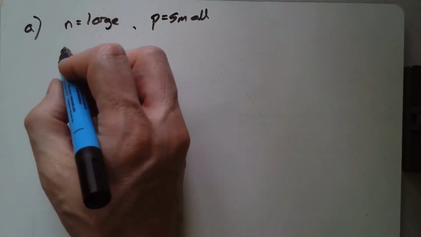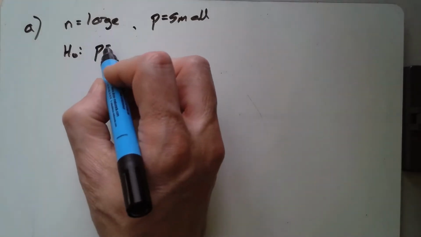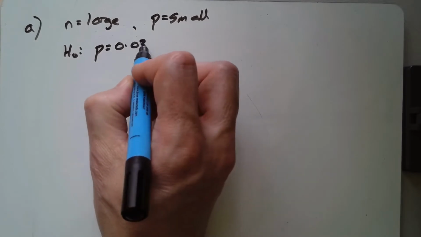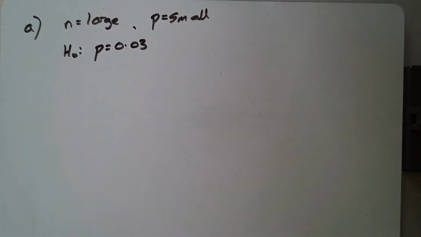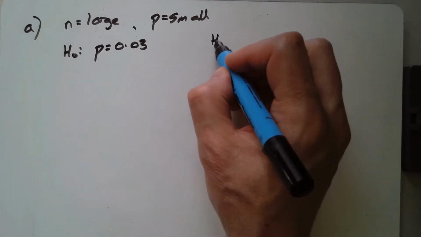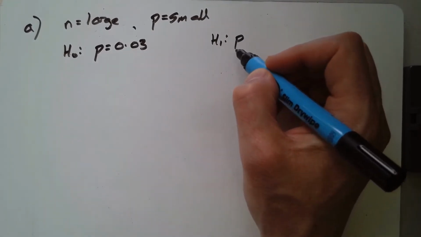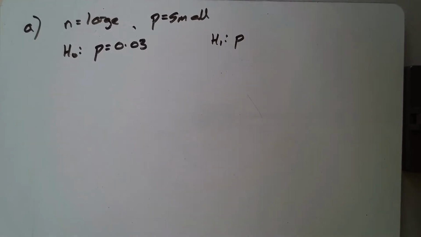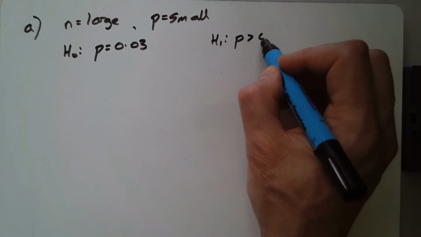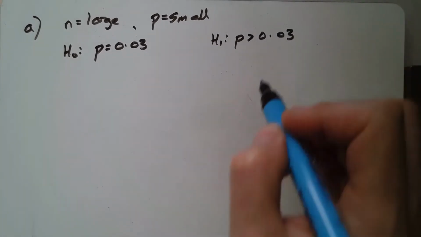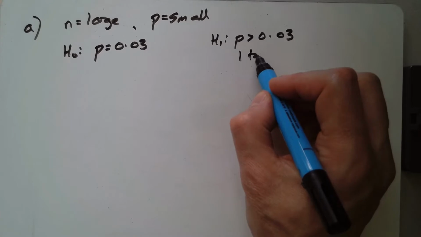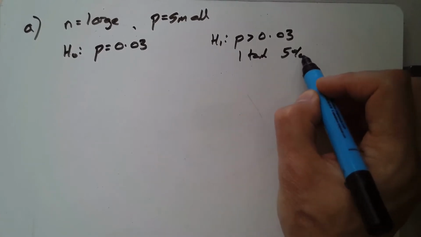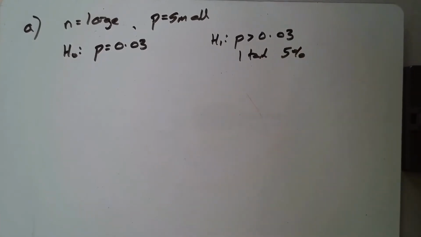But then we've got a hypothesis test. It's known that it normally produces bolts with defective ones 0.03. So H0 is always p equals, and it's 0.03 here. Let's read through. Has it got better or has it got worse? They think it's got worse. They think the proportion of defective bolts is higher. So it's greater than 0.03. So we've got a one-tail test, and it's a 5% test. So we're aiming for 0.05.